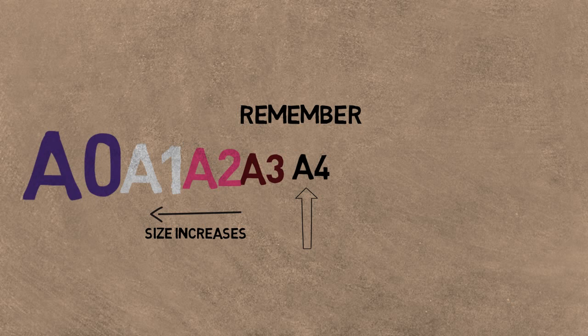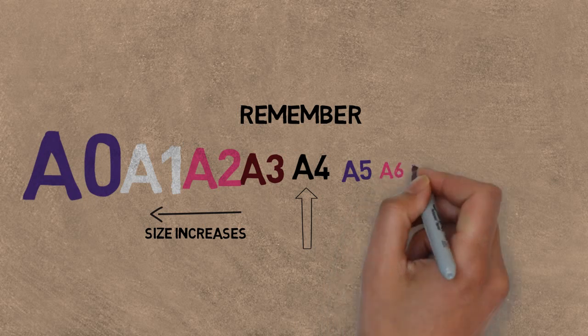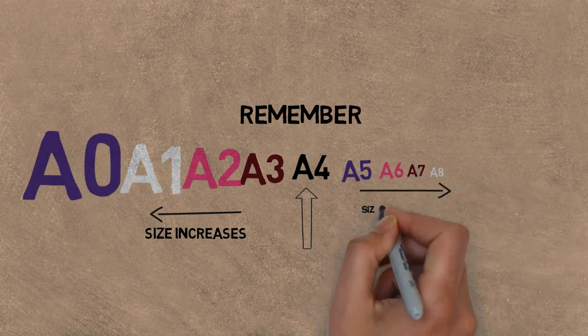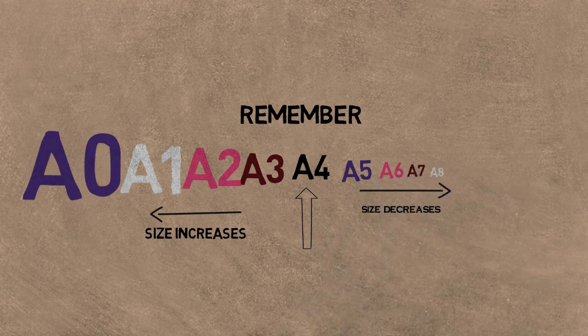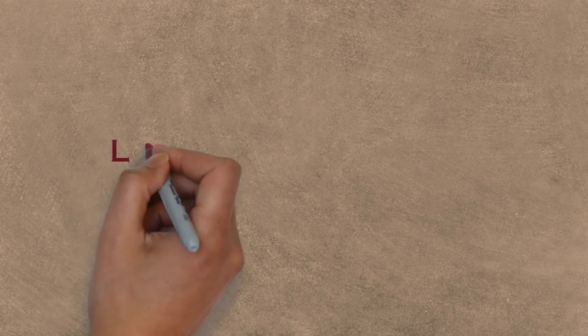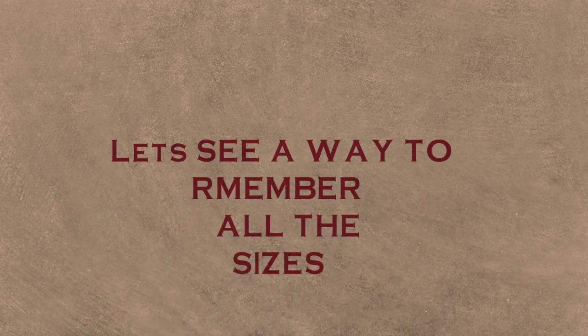Now, in the opposite case, when we move from A4 paper to A8 paper, the size always decreases. It means that A5 paper is smaller in size than A4 paper and A6 paper is smaller in size than A5 paper. Similarly, A7 paper is smaller in size than A6 paper, and finally A8 paper is smaller in size than A7 paper. Let's visualize all the concepts that you have learned.